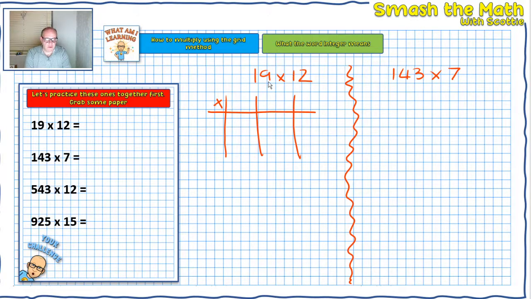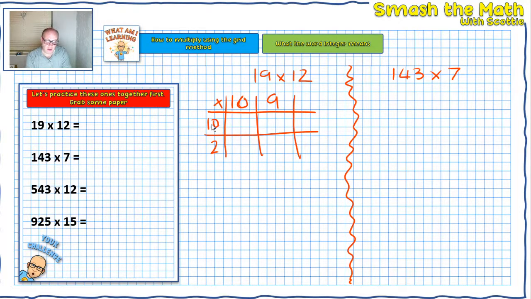So it doesn't matter where you put them. I'm going to put my 19 at the top, so I've got one lot of 10, and I've got 9 units. And then down here I've got one lot of 10 and 2 units. So I've got 19 and 12.